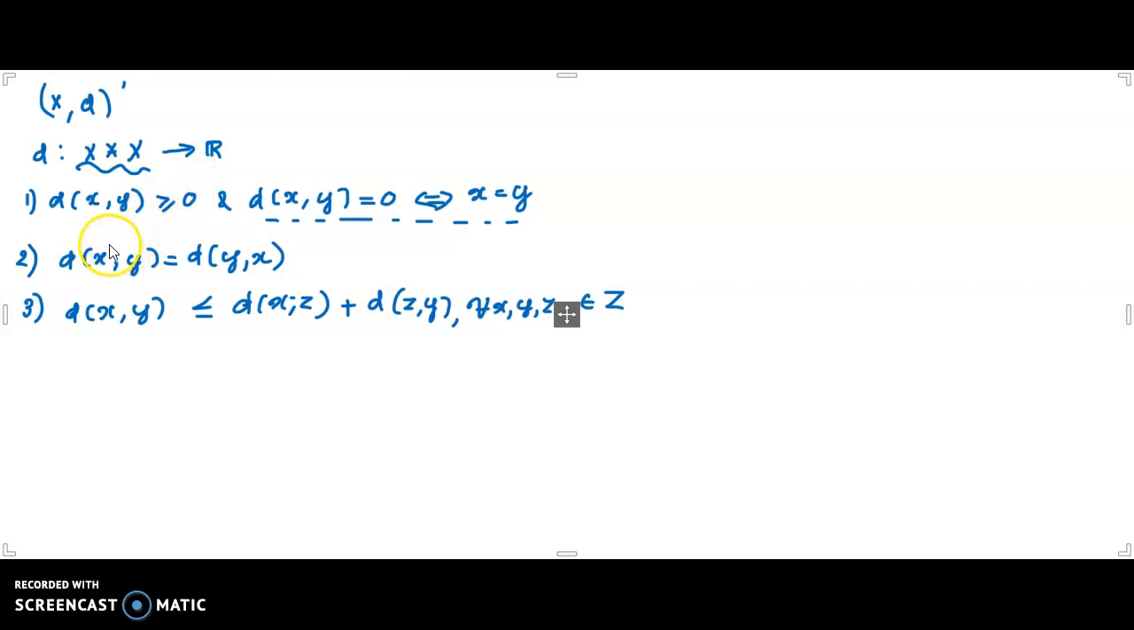A metric space consists of 2 objects, a set X and a function d. You have to say that a metric is a function from X cross X to R. It is a real valued function. Actually, it is a positive real valued function, since there is a condition d(x, y) greater than or equal to 0.